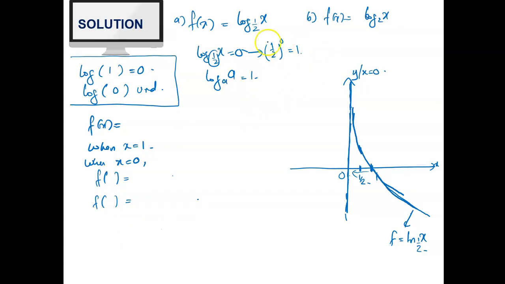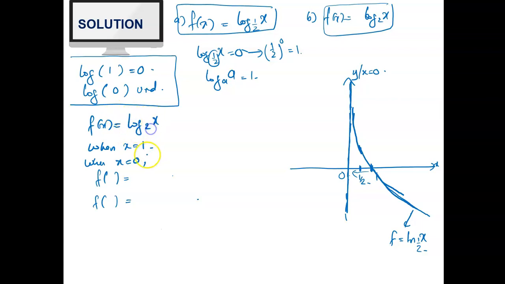The first function here is log x to the base of half, and the second function is log x to the base of 2. For log x to the base of 2, when x equals 1, f(1) equals log 1 to the base of 2, which equals 0. So when x equals 1, y equals 0, and it intersects here again.